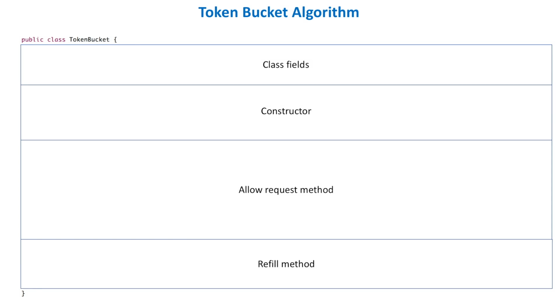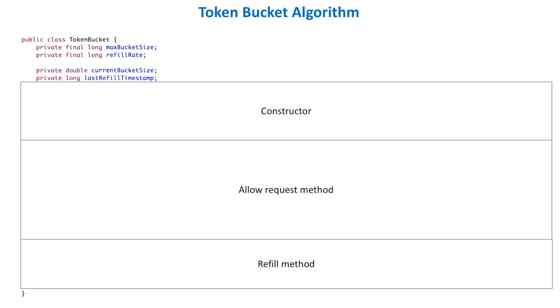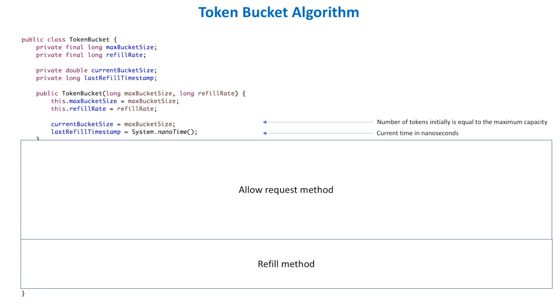Let's take a look at the code. There are four class fields: maximum bucket size, refill rate, number of currently available tokens, and timestamp that indicates when the bucket was last refilled. The constructor accepts two arguments: maximum bucket size and refill rate. Number of currently available tokens is set to the maximum bucket size, and timestamp is set to the current time in nanoseconds.